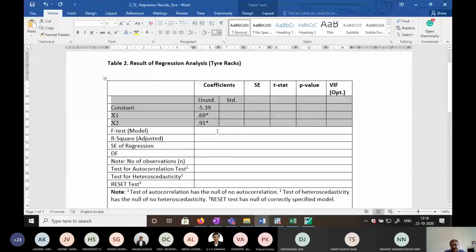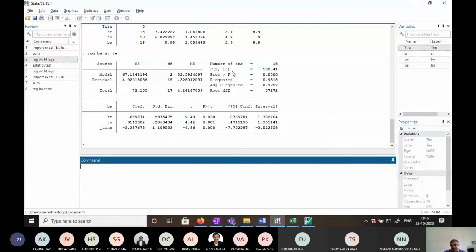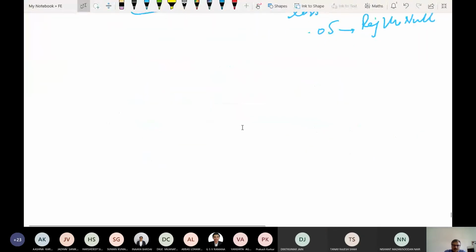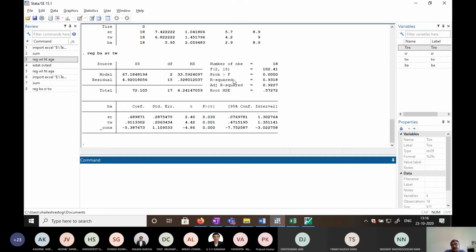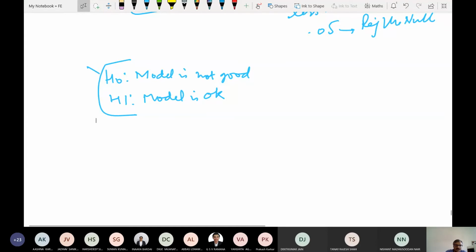When we move to the f-test, the f-test is here. Look at the p-value of the f-test. So again, the hypothesis of the f-test is: the model is not good. I might have used different words, but the meaning would have been the same. The alternate: the model is okay. So what we are finding, the corresponding p-value of the f-test is again less than 0.05. So null can be rejected, alternate is accepted, model is okay.